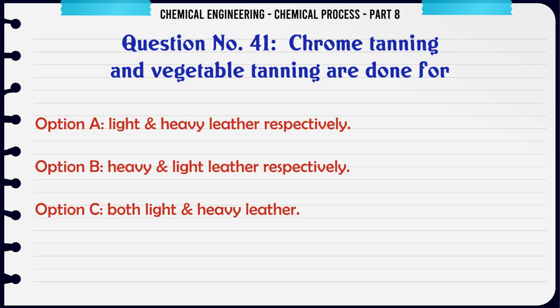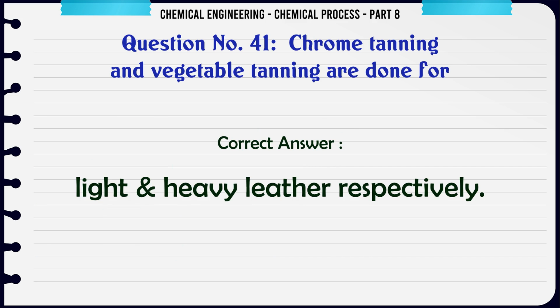Chrome tanning and vegetable tanning are done for A. Light heavy leather respectively, B. Heavy light leather respectively, C. Both light heavy leather, D. Neither light nor heavy leather. The correct answer is light heavy leather respectively.